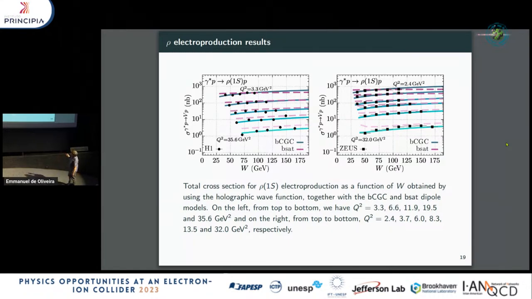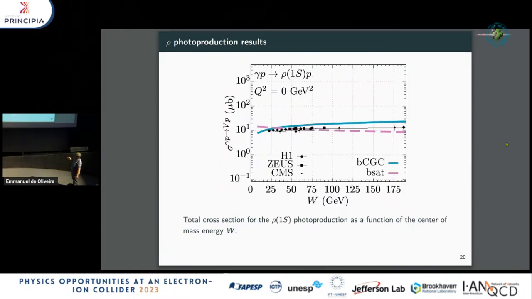Here, more or less the same thing. And then since we have electroproduction, we have virtuality of the photon, and we have all these values of the virtuality as well. So it's in a quite broad range of virtuality, and it is working for rho using that wave function, okay?